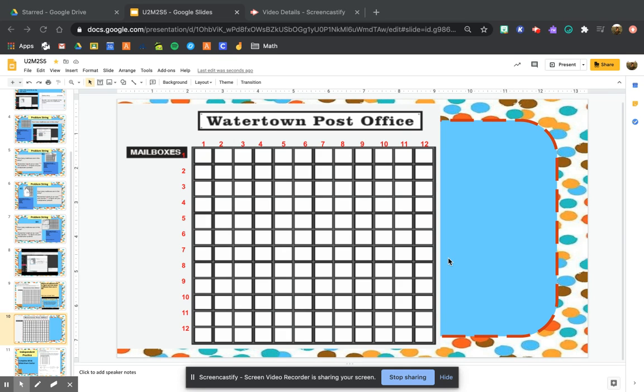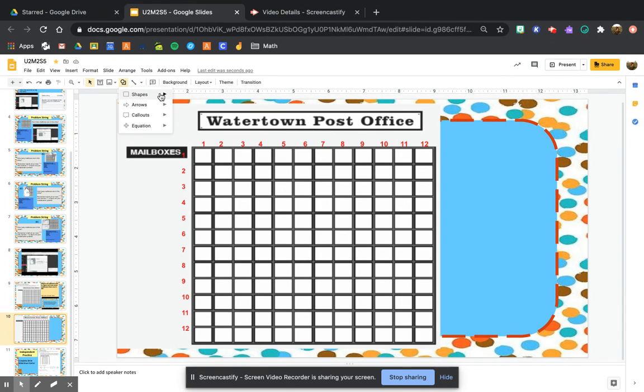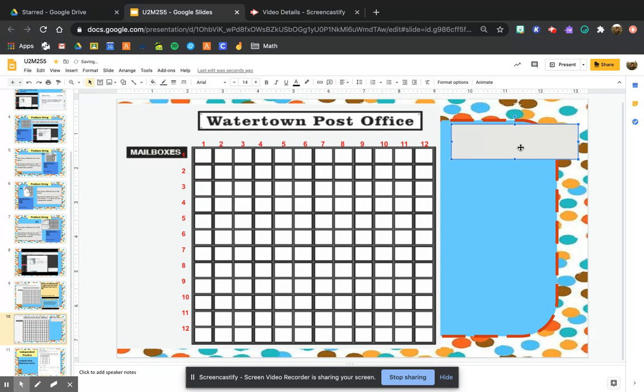Looking at this array, there are 12 rows and 12 columns. Now, as the multiplication problem, I know this is going to be 12 times 12. And we do not know what that is, so I'm going to put a variable. Let's say B for boxes.